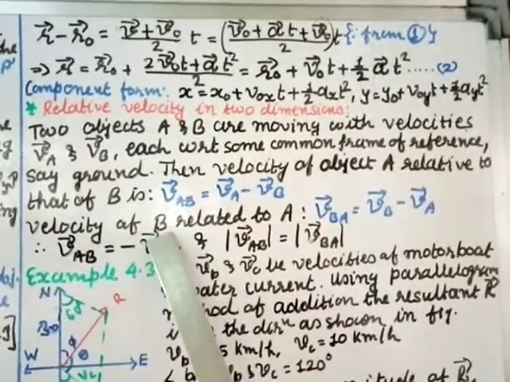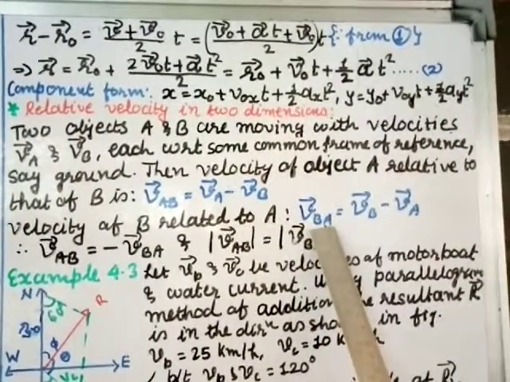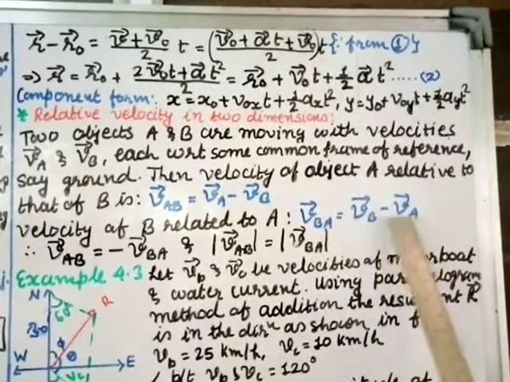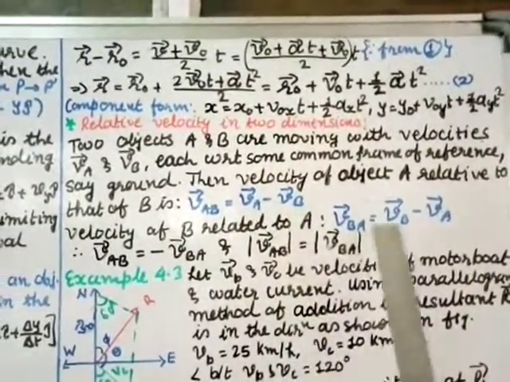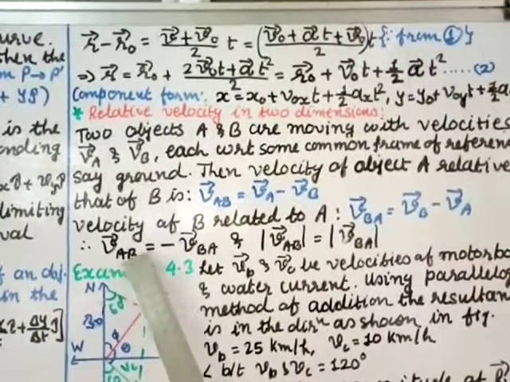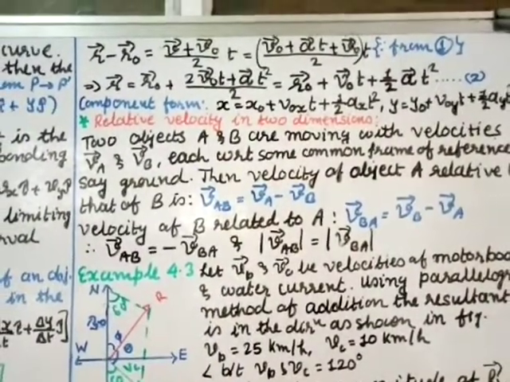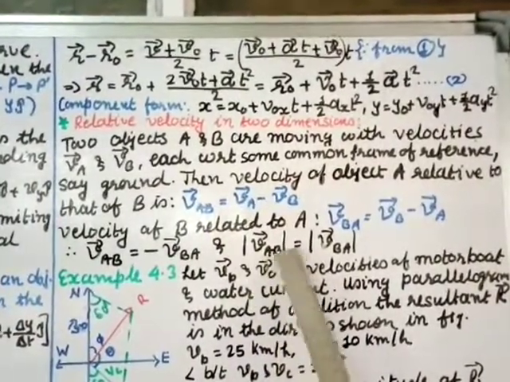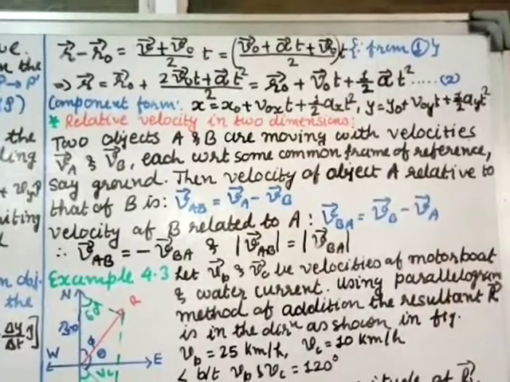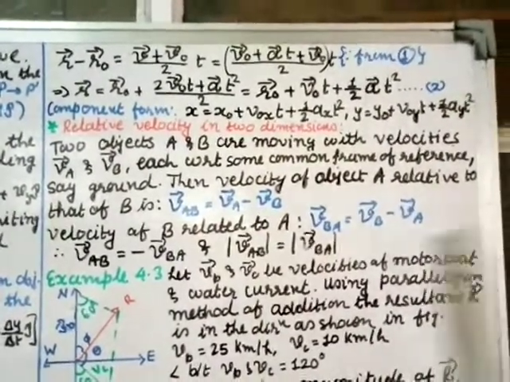Similarly, velocity of B relative to A, that is VBA, equals VB minus VA. From these two equations, we can say VAB equal to minus VBA. They are in opposite direction, but the magnitude is the same. That means magnitude of VAB equals magnitude of VBA. So this is relative velocity, the definition and the formula.